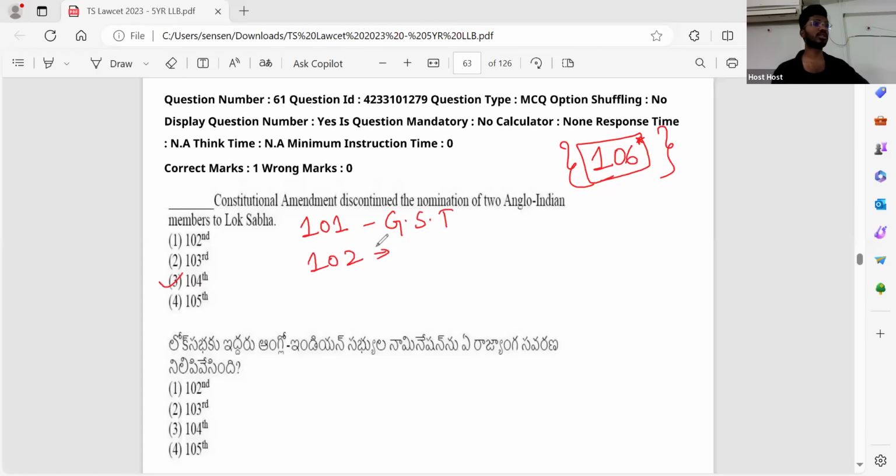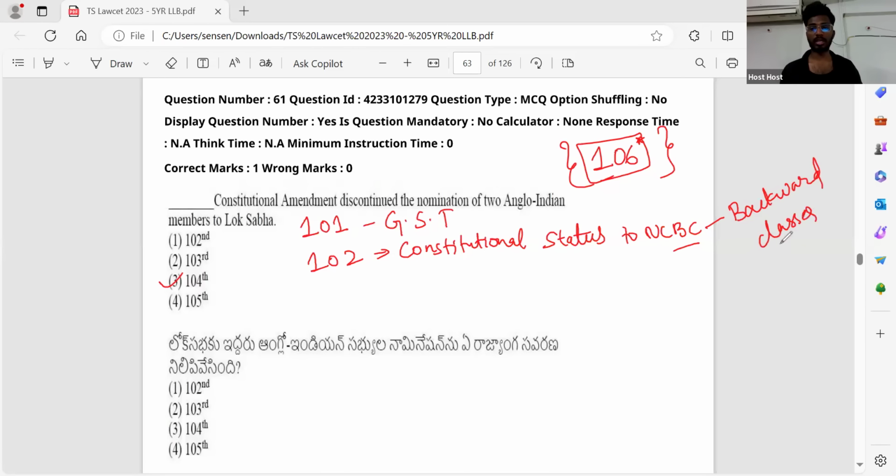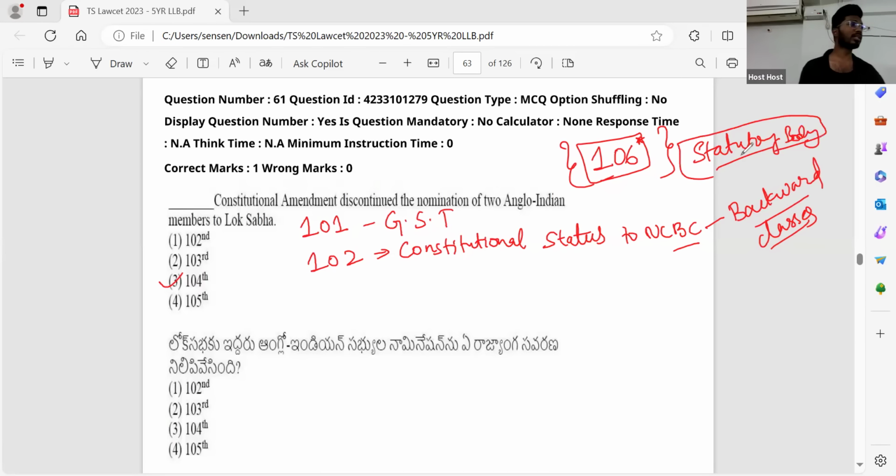Next, you look at 102nd Amendment. 102nd Amendment has given constitutional status to NCBC. What is NCBC? National Commission for Backward Classes. Earlier, NCBC was a statutory body. It means it was made by ordinary law. So whenever I say that something is a statutory body, it means that by ordinary law it is created. But now we gave constitutional status, which means that we gave some place for it in the constitution and we added it by 102nd amendment.